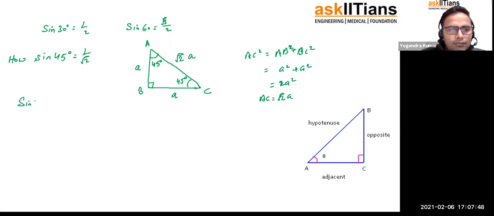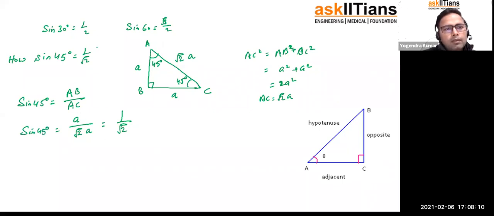So now sine of 45 is what? AB divided by hypotenuse, AB divided by AC. Now AB is how much? A, divided by hypotenuse, which is root 2A. So it is 1 by root 2. So we figured out how sine 45 is 1 by root 2, right? This is all we got. Perfect.